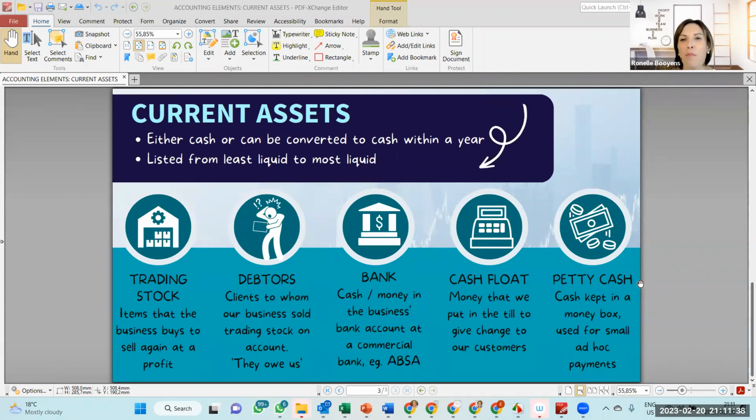The need for a petty cash amount is still there. Once again, big businesses might have a petty cash of 1,000 or 5,000 Rand. It depends on the type of business and the needs of the business. Small business, maybe 50 or 100 or 200 Rand. And that brings us to the end of current assets. Hope this makes a bit more sense now.